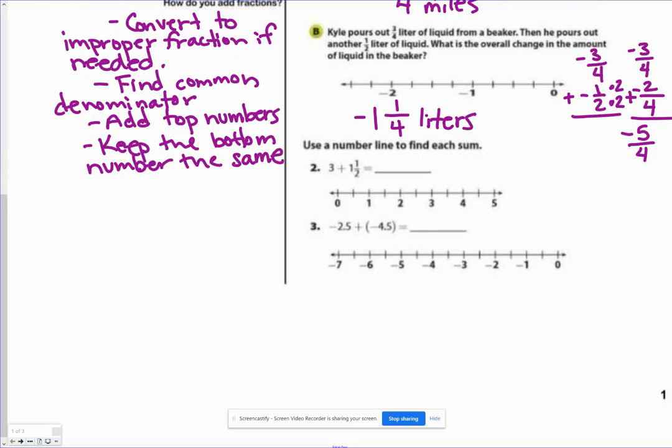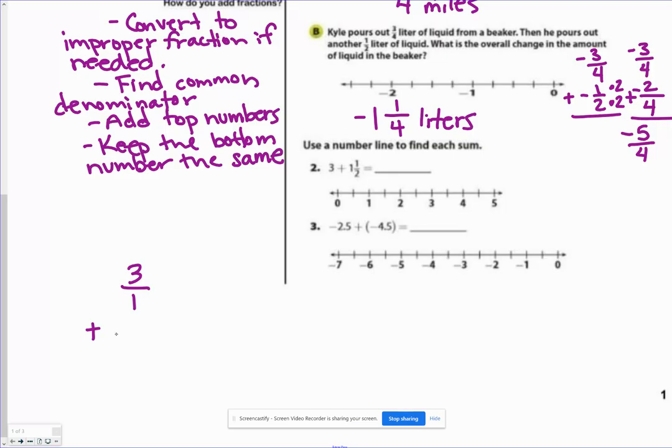All right, 3 plus 1 1/2. Now you could use the number line, or let's just do the math. I'm going to write it down here in the corner. So 3 plus 1 1/2. There's a problem here. First off, 3 is not a fraction. We need them both to be fractions. So I'm going to make it a fraction. 3 over what? Well, what do we have to put on here to make a fraction? 1. 3 over 1. Whole numbers always have a 1 on the bottom.